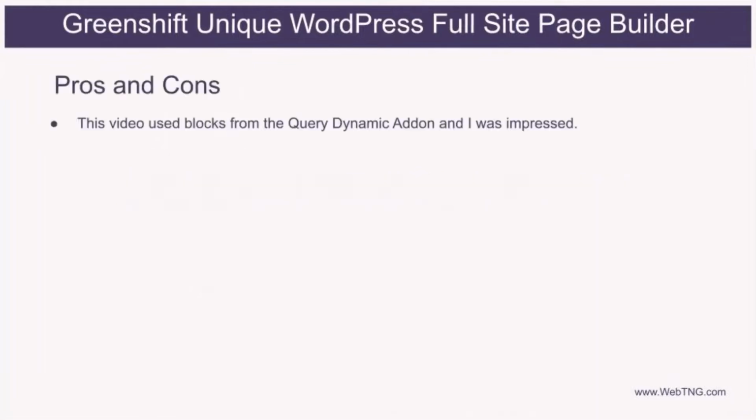In this video, I worked with blocks from the Greenshift Query Dynamic add-on, and overall I was impressed. Here are a few pros and cons. The biggest con was when working in the Query Loop Builder there was lag. I think much of this is Gutenberg's fault, as the core Query Loop block is known to be laggy also. The slowness in showing the options, such as the drop-down to pick the post type, may have occasionally resulted in me making the wrong selection or hunting for an option that wasn't yet visible.